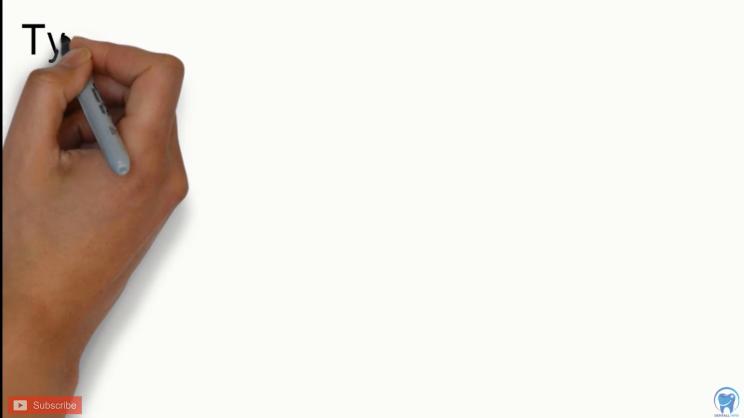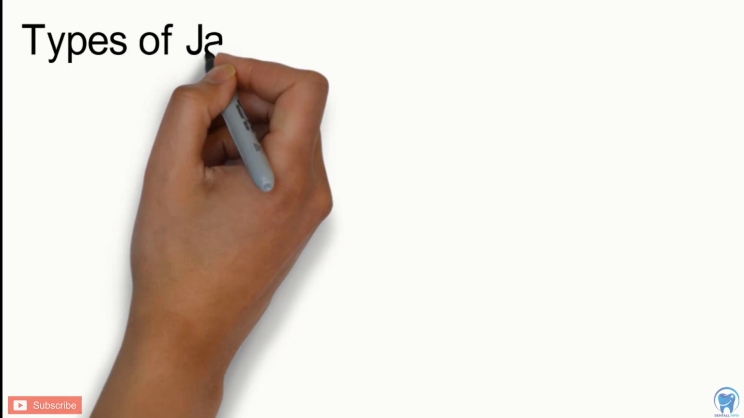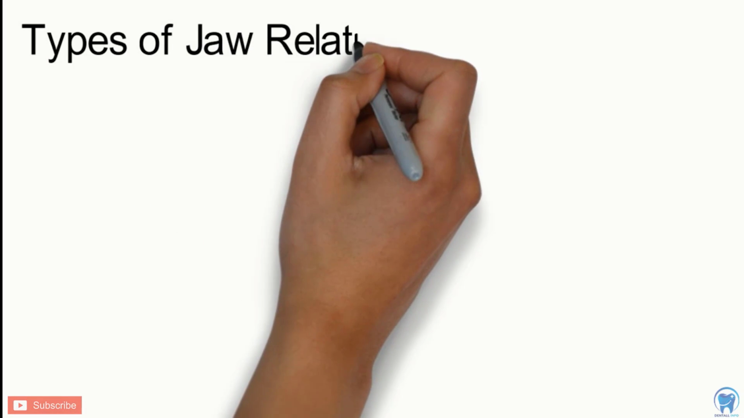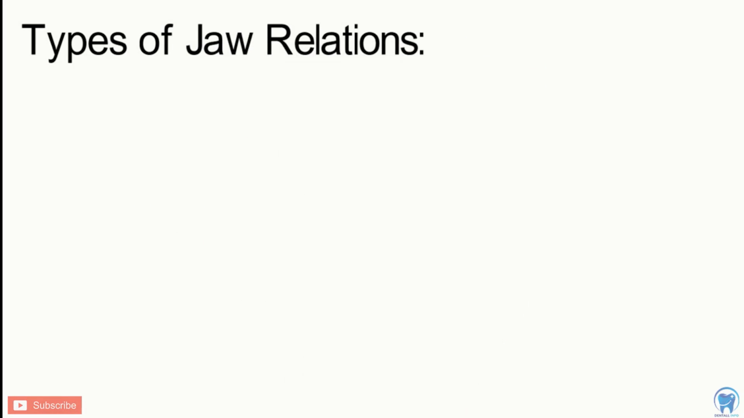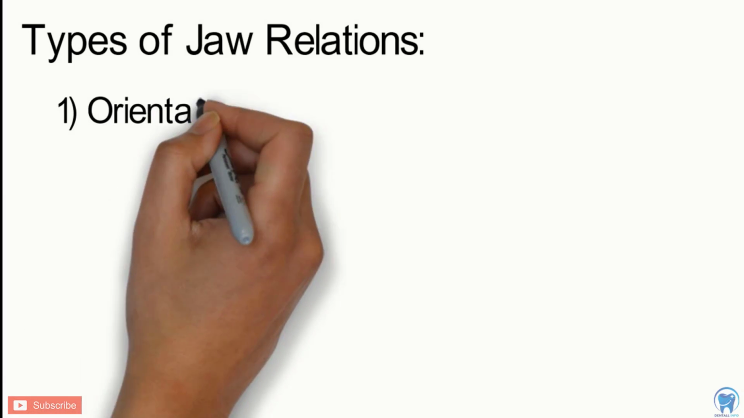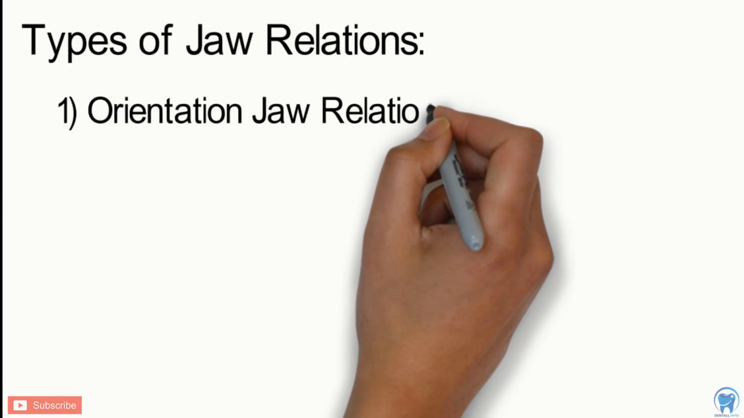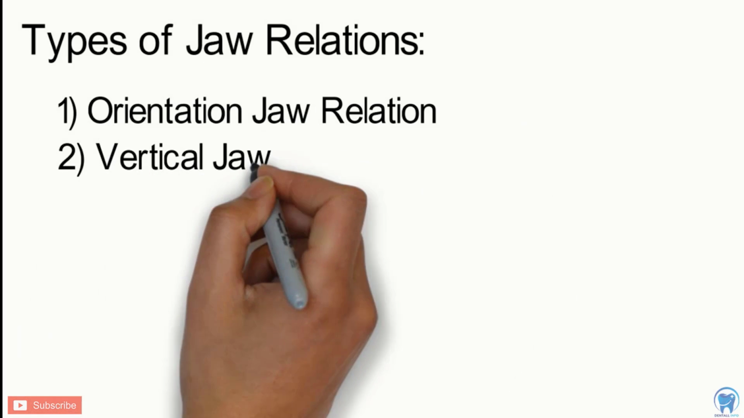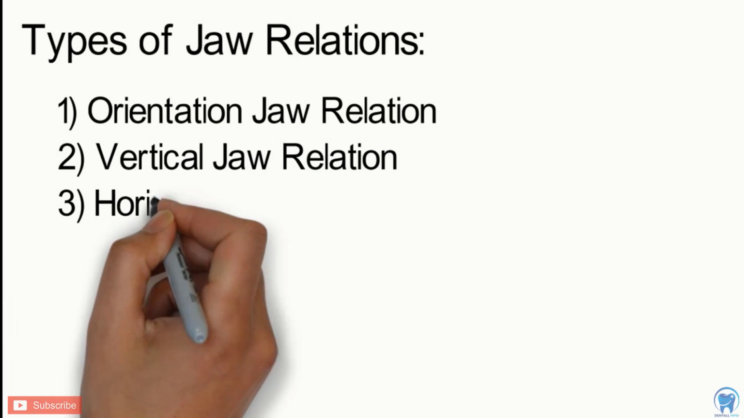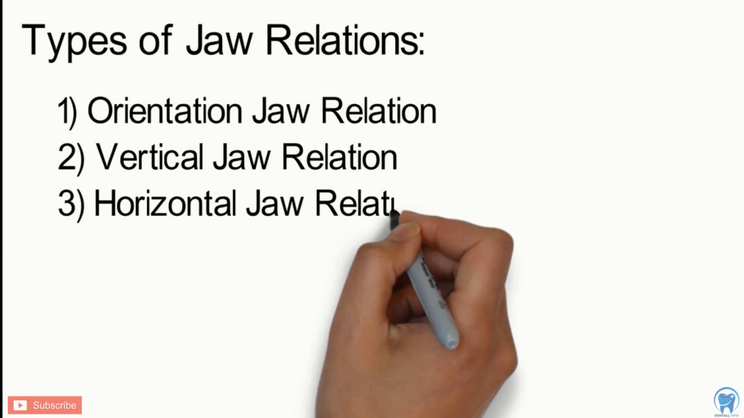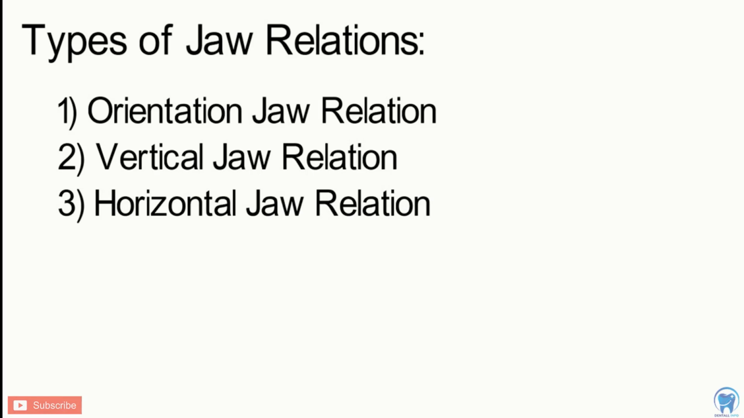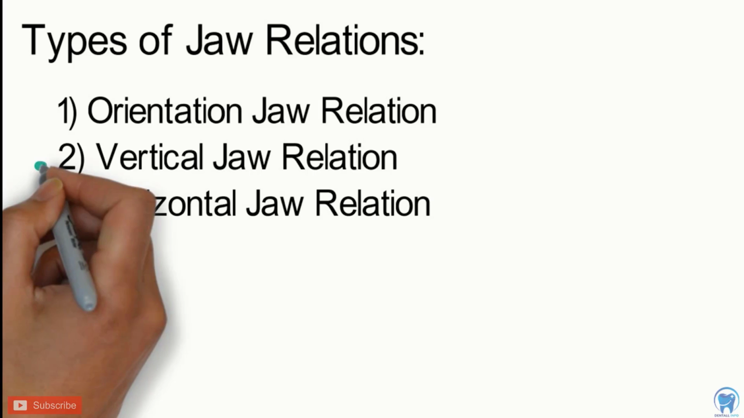In our previous video, we have already studied the different types of jaw relations. If you haven't watched the video, do watch it. Link will pop up on the I button above. So, coming to the types of jaw relations, first is the orientation jaw relation, then the vertical jaw relation, and third is the horizontal jaw relation. Today we will discuss the vertical jaw relation in detail.